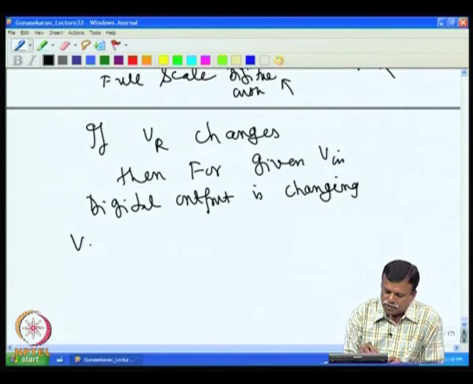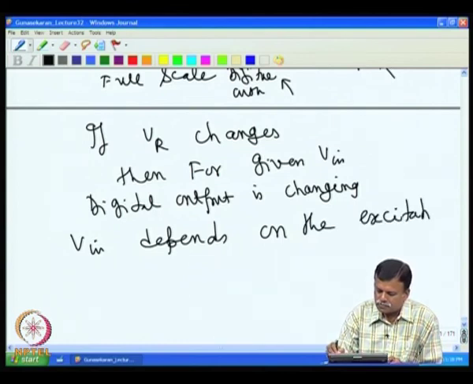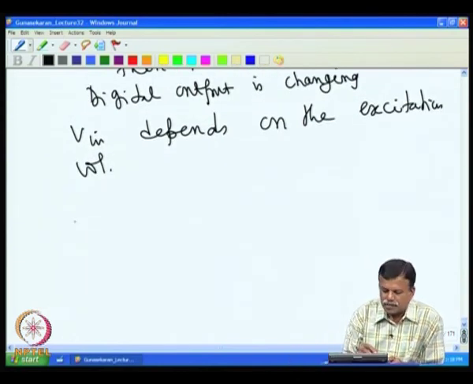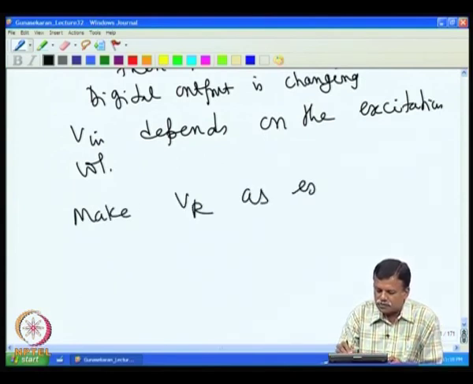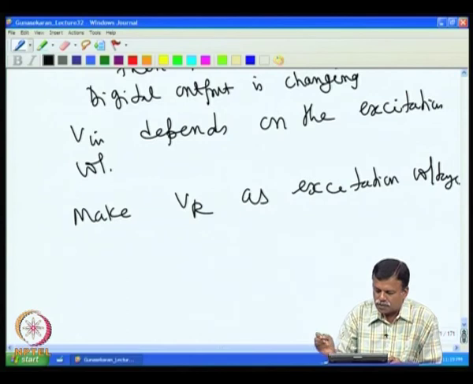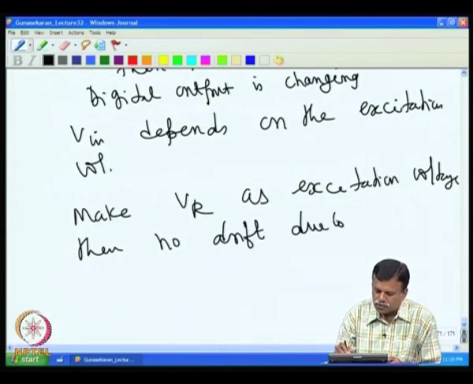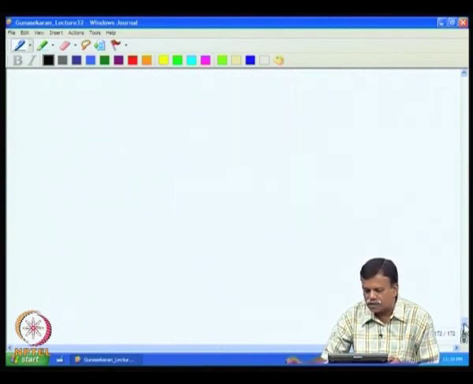Now V in depends on the excitation voltage. One solution for this drift would be to make VR the excitation voltage. Then there is no drift due to VR. That is, what you do is convert with the excitation voltage and reference kept the same.